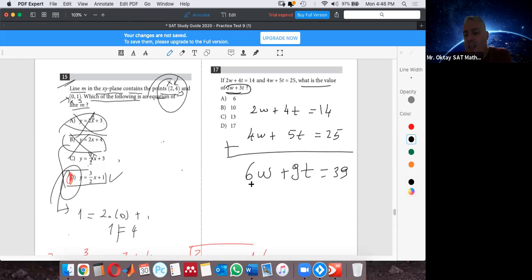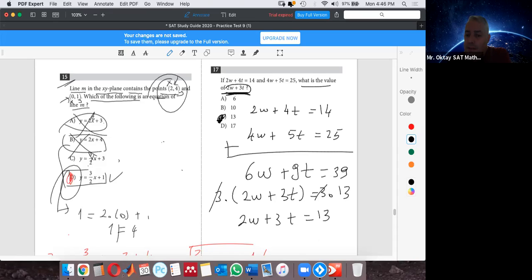What is common here? The common number is 3. 3 common parenthesis, 2w plus 3t, 3 times 13. Simplify, 2w plus 3t is 13. Oh my God, this is my question. 2w plus 3t, it's 13. So the answer is C. You may try the elimination method. Eliminate w, find t, and then find w, and then put it in, it's okay.